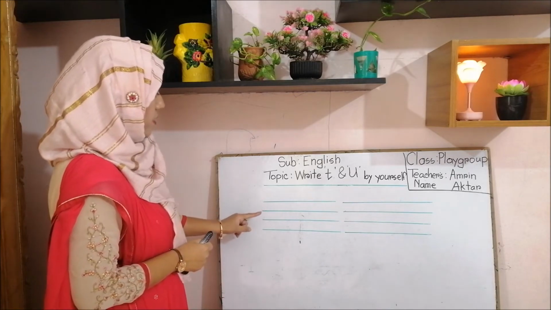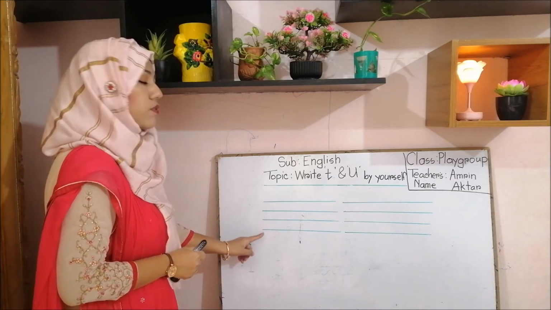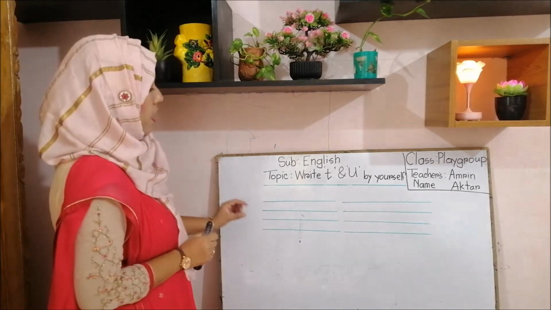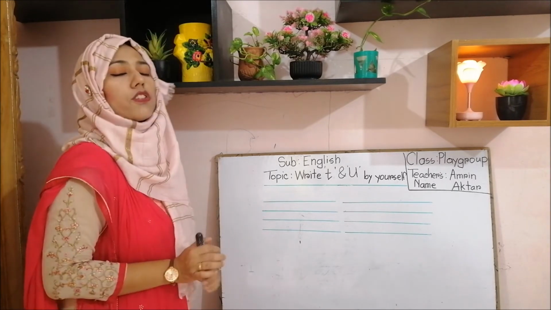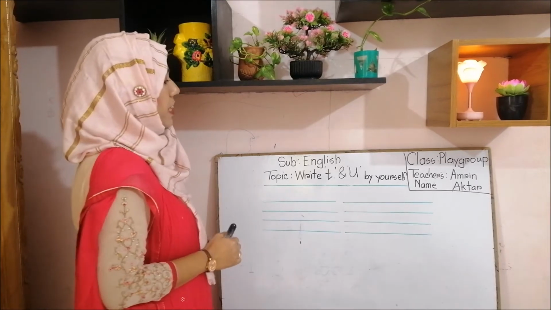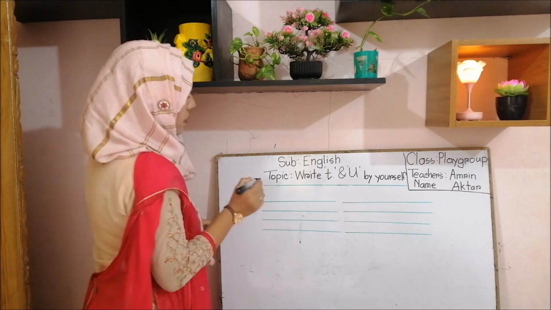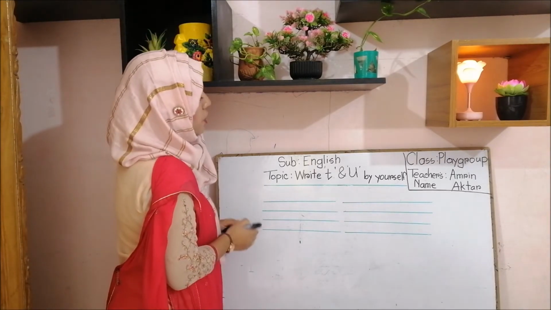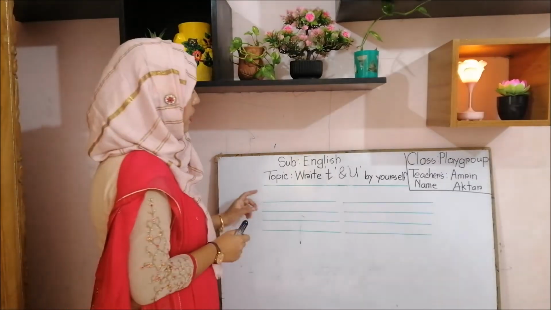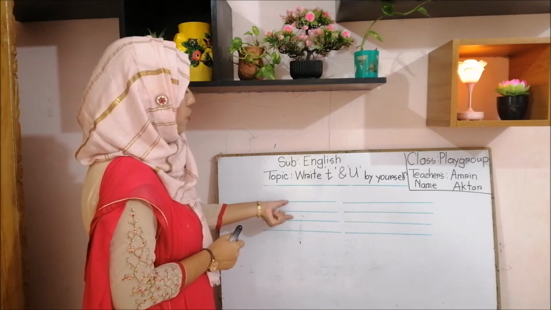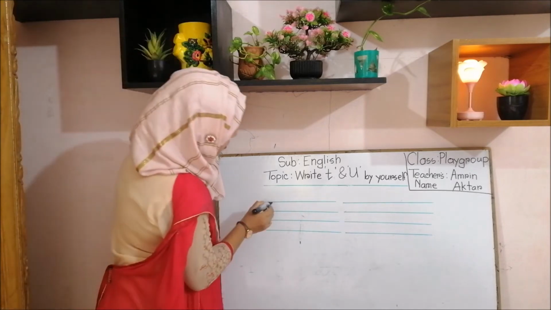See? 1, 2, 3, 4. 4 lines. And how many rows? 1, 2, 3. 3 rows. Okay. So, how can we write T in your copy? T is a tall letter. So, you'll write T in the 2 rows. Okay. We'll start from the first line.